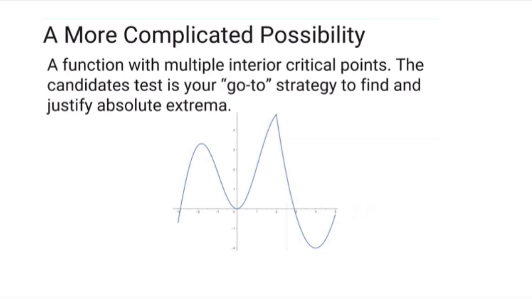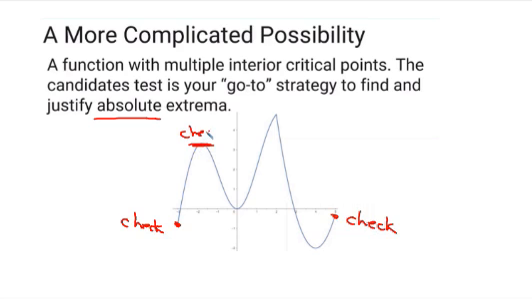A little bit more complicated possibility. A function with multiple interior critical points. The candidates test is your go-to strategy to find and justify the absolute extrema. When you've got some crazy function like this that has a whole bunch of junk going on and all kinds of possibilities, the candidates test just kind of cleans it up because we can check this endpoint, check this endpoint. So we want to check here, check here, and then we want to check all these other places.